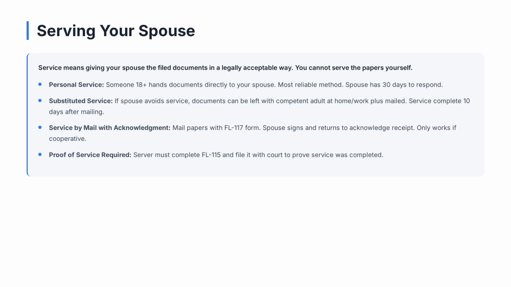So, you'll need to do this through personal service, substituted service, or service by mail with acknowledgement, meaning somebody has to sign for it. And proof of service will need to be filed with the court. You cannot hand the paperwork to your spouse yourself. You cannot mail it to them yourself. There's a very specific process that has to be followed to make sure this is done correctly.